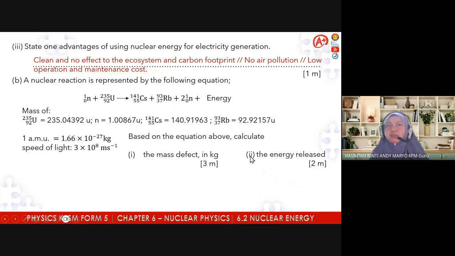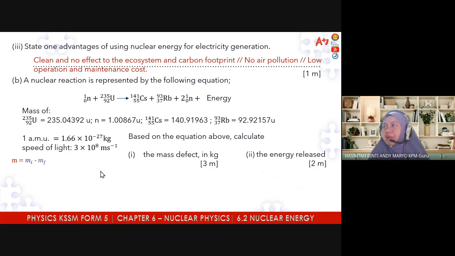So if you notice for this content standard 6.2, the question is just the same. Ask you to find the mass defect and ask you to find the energy release. That's all you need to calculate in this part. So you are given this equation. Okay, so we understand this is nuclear fission. They give you the atomic mass unit for each element involved, and this is the conversion of 1 AMU to kilogram, and they give you the speed of light as well. So find the mass defect in kg.